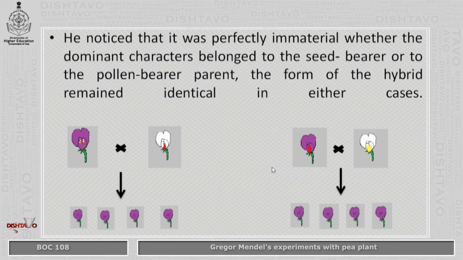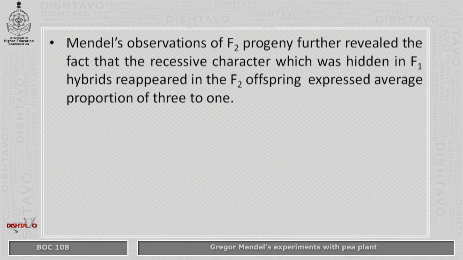In the second case, the purple color flower was represented as female parent and the white colored flower was represented as male parent. In this case as well, all the offspring showed purple color flowers, which was the dominant character. Mendel's observations of F2 progeny further revealed that the recessive character, which was hidden in F1 hybrids, reappeared in the F2 offsprings and expressed itself at the average proportion of 3:1.